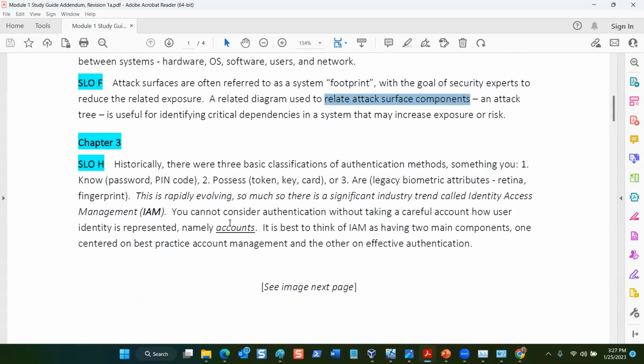From chapter 3 in your text, it talks about access control, right? And historically, when you're talking about authentication, that's identity and access management. So the acronym IAM stands for identity and access management. Access control is part of that. So when we're talking about role-based access control or DAC, that has to do with permissions and privileges, but identity has to do with authentication. How do you authenticate? Traditionally, there were three basic classifications of authentication methods. Something that you know, a password or a PIN code, something that you possess, a token or a key card.